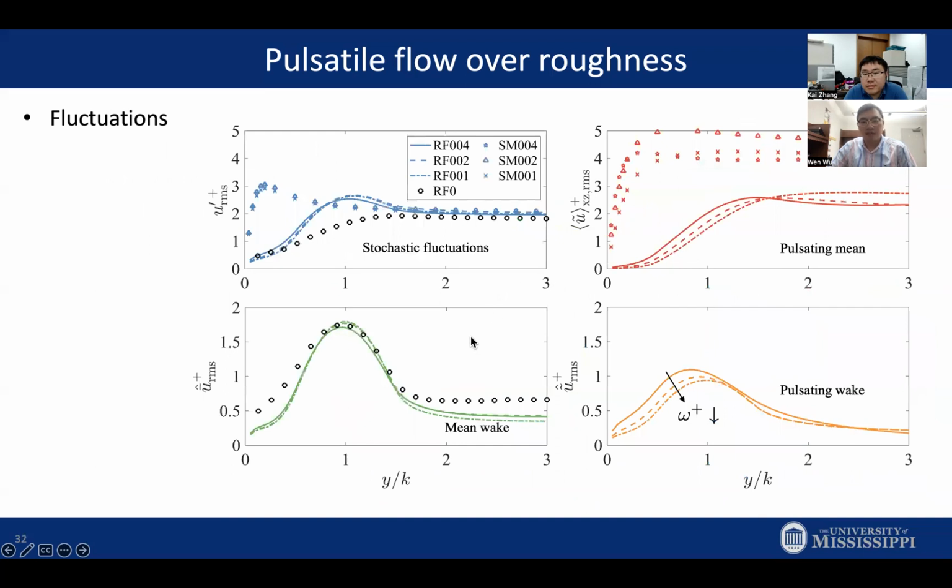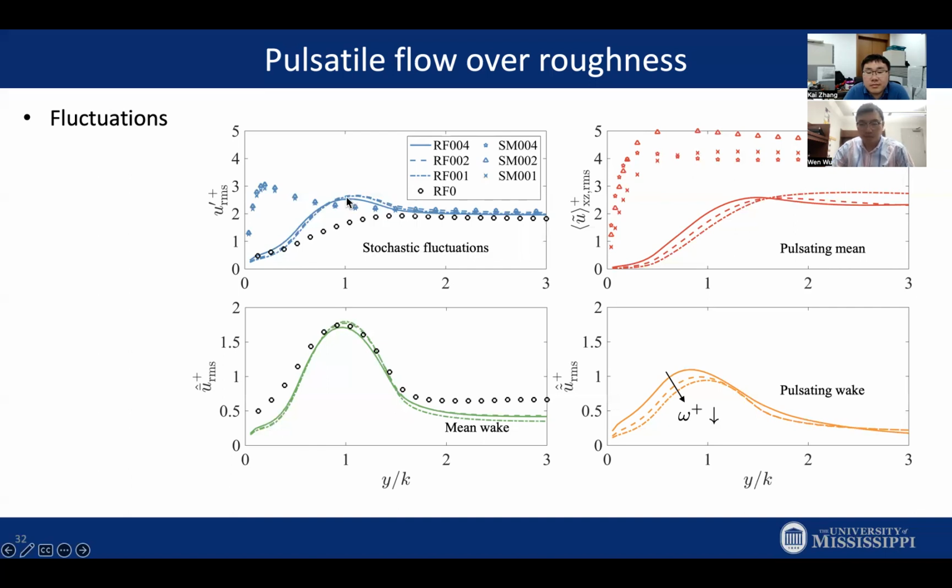And we look at each of the stresses. What I'm showing here is the streamwise fluctuations. This black circle is rough wall, no oscillation. And the lines are rough wall with oscillation. This is the Reynolds stress. What I want to emphasize here is, as you can see, compared with the non-oscillating, non-pulsating one, the Reynolds stress is significantly increased.